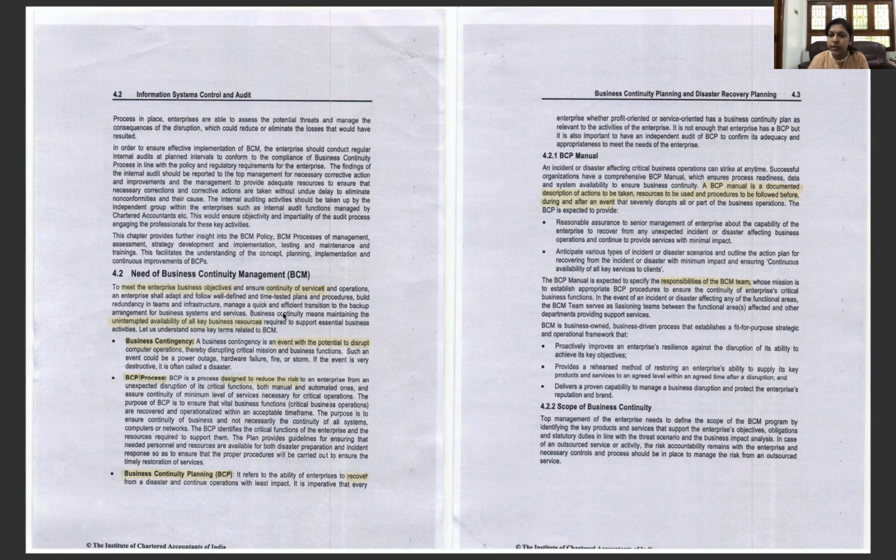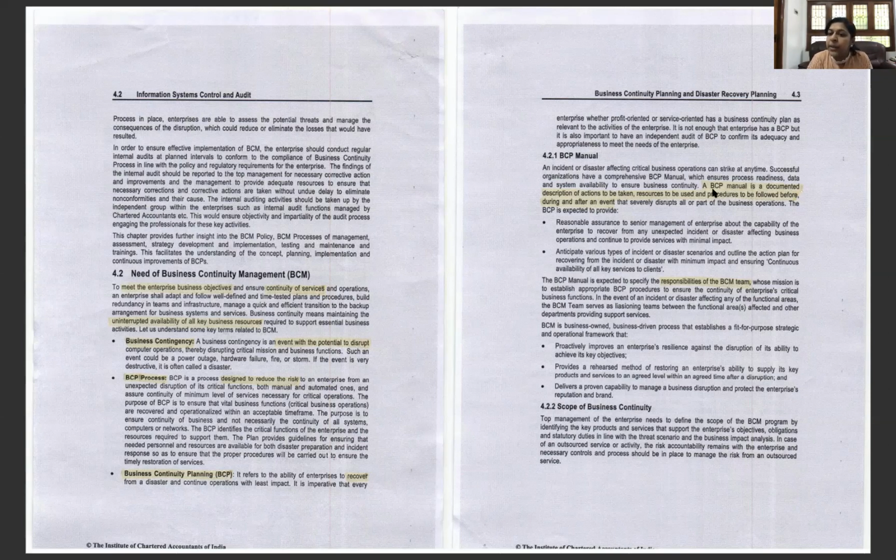So to have all these things, it should be written down and documented so that we can just go and take it and verify, oh, this has to be done. So a BCP Manual is a document for our reference. Let us go into it. A BCP Manual is a documented description of the actions to be taken, resources to be used, and the procedures to be followed before, during, and after an event. Everything has to be documented. We can't just put it in words. It is going to go away with the wind.